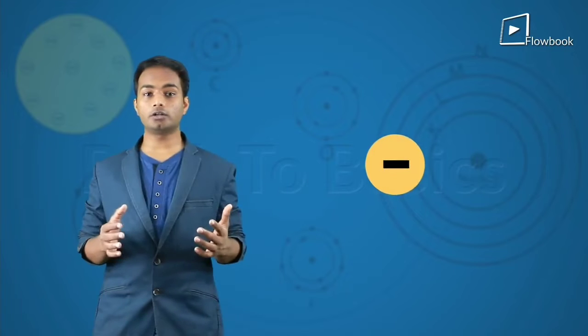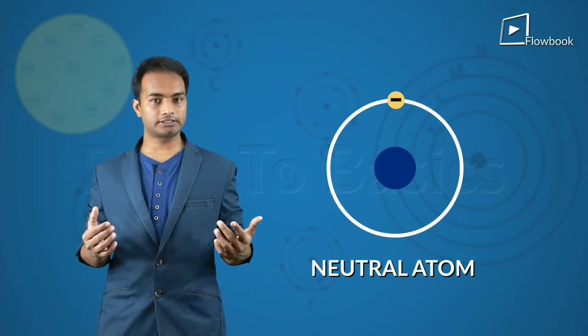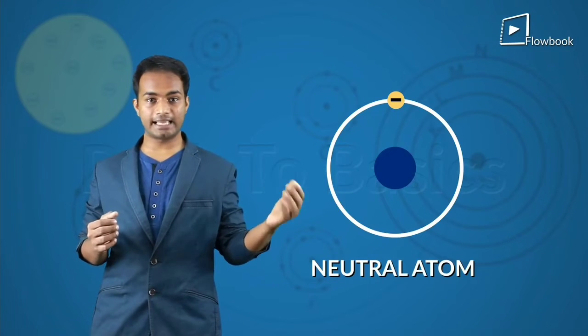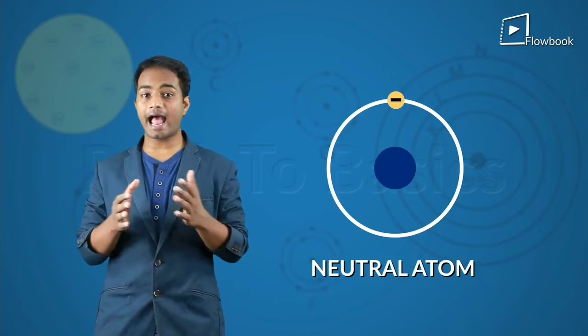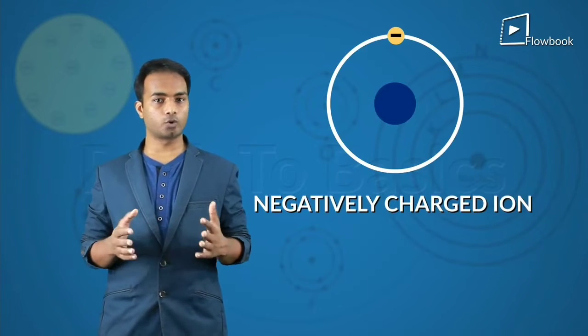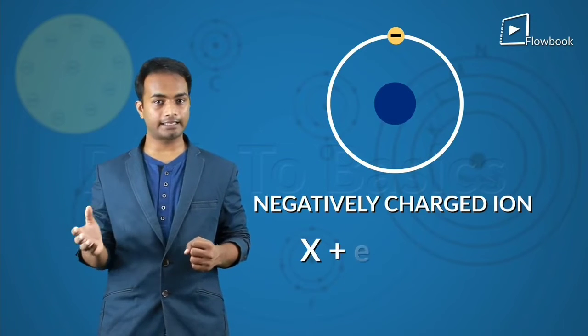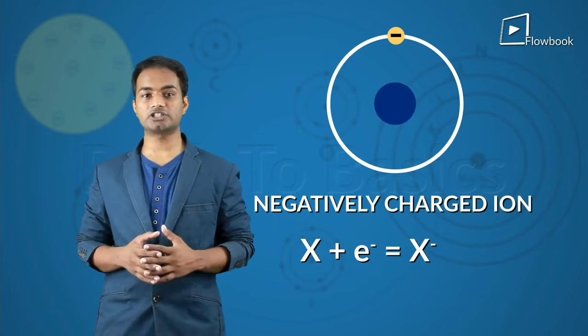When they're trying to form ionic bonds, they need to become ions. Basically, they need to gain or lose electrons. Let's say I have an electron which is being attracted by a neutral atom. What happens? Well, you see, the electron is negative. So, when it becomes attracted by the atom, the atom itself becomes a negatively charged ion. So, if X is the atom and an electron is added, then X minus will be the negatively charged ion.